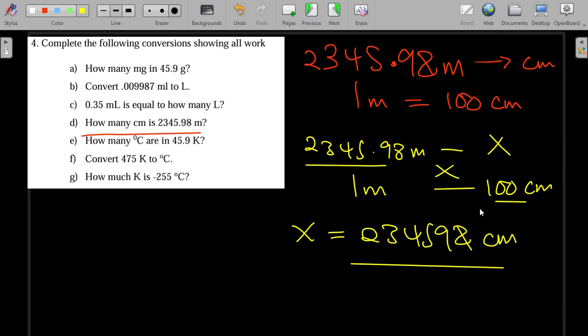And then these ones for temperature, they are very simple. Just use the formula to convert from degrees to kelvins. The temperature in kelvins is equal to the temperature in degrees Celsius plus 273.15. So you just use this formula.